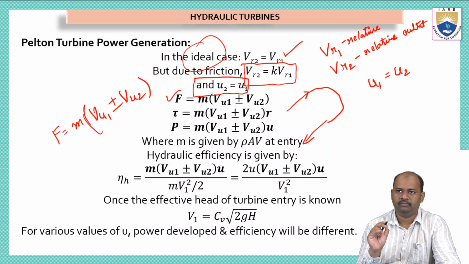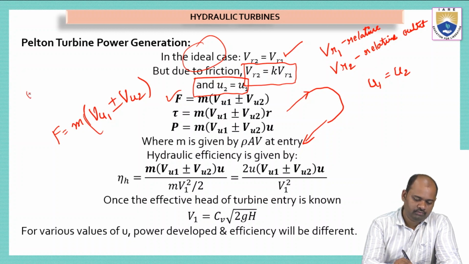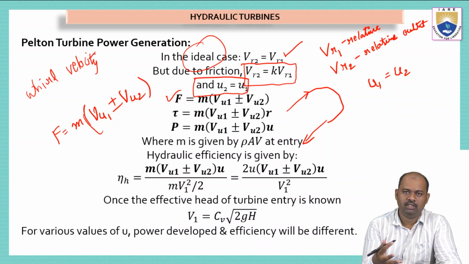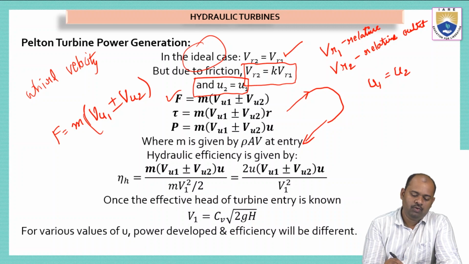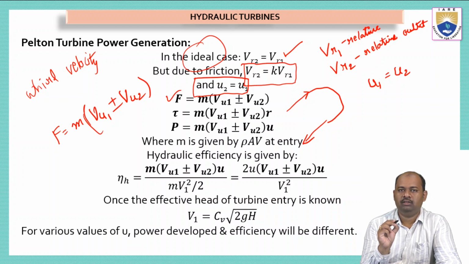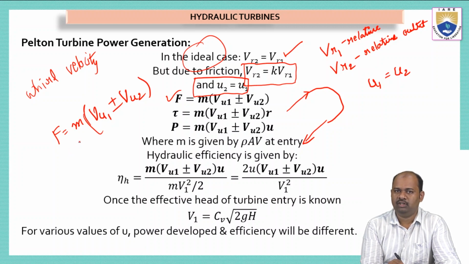Whirl velocity is defined as the velocity with which a turbine will rotate. Generally it is denoted with VW, but here it is denoted with VU. So whirl velocity is the key thing which will make the bucket move. It is a key source which is creating some force. That is why it is taken in this formula. Force is equal to mass times (VU1 plus or minus VU2): whirl velocity at inlet plus or minus whirl velocity at outlet.